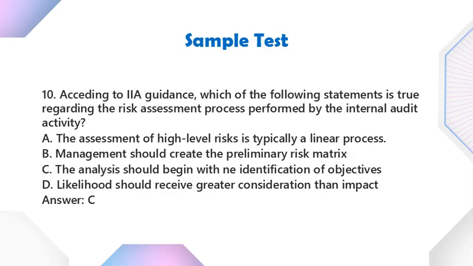10. According to IIA guidance, which of the following statements is true regarding the risk assessment process performed by the internal audit activity? A. The assessment of high-level risks is typically a linear process. B. Management should create the preliminary risk matrix. C. The analysis should begin with identification of objectives. D. Likelihood should receive greater consideration than impact. Answer: C.